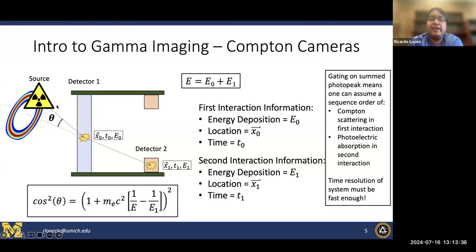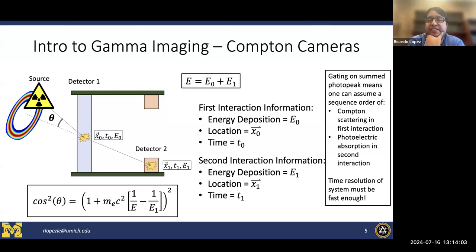I will note that, generally speaking, you have no way to necessarily guarantee that the second event in, say, detector two's volume is actually photoelectric absorption, because there are other interactions competing at the same time at any given energy for that gamma ray, as you may have heard from one of the previous lectures in the summer school with respect to gamma ray interactions.